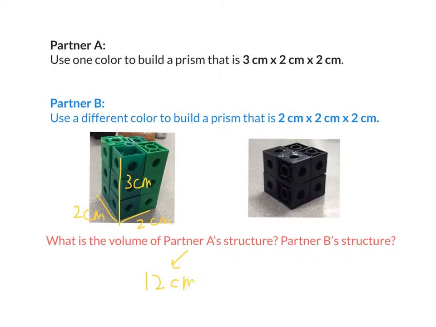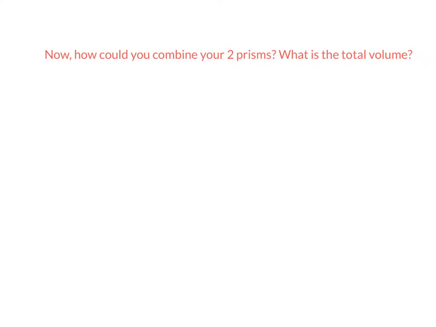12 cubic centimeters. Good. Now Sawyer, partner B, made a black one that was 2 centimeters by 2 centimeters by 2 centimeters. What's the volume of partner B's structure? 8 cubic centimeters. Good. Now what happens if I take these structures and combine them like this? Do I have a new rectangular prism? Yeah. What's the volume?